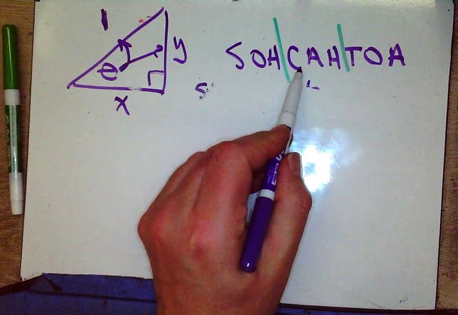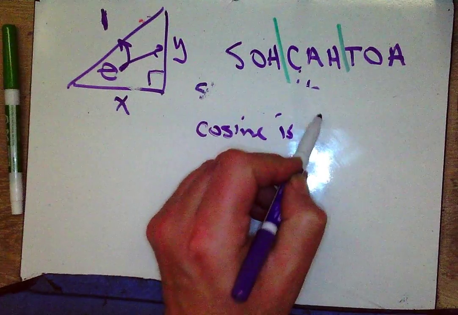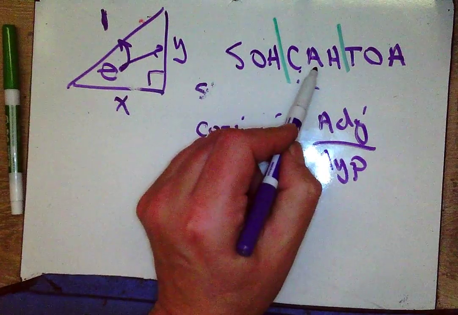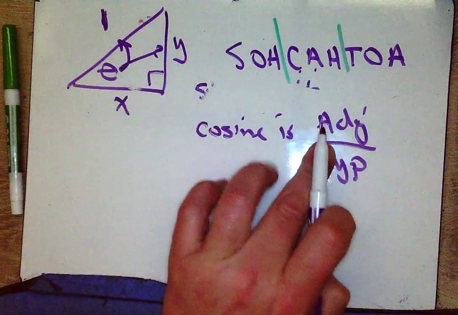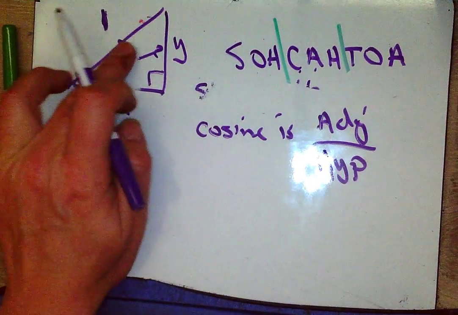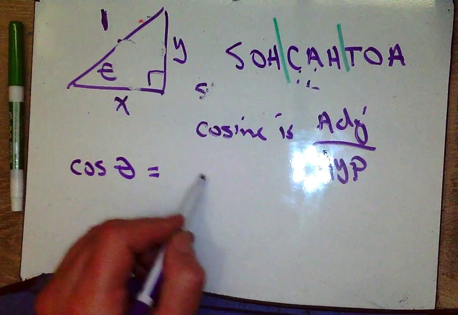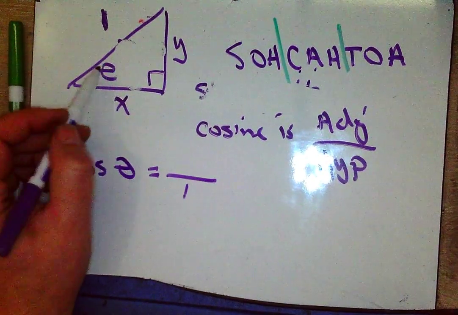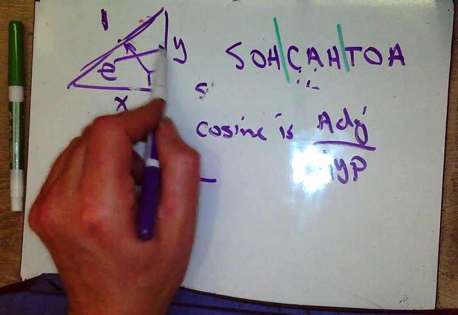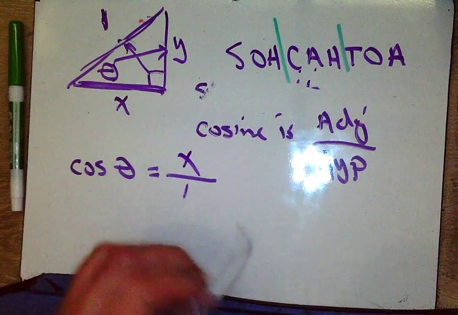What's next? Ooh, cosine. Cosine is adjacent over hypotenuse. That A is for adjacent. That's not an A, that's an H. Okay, so in this picture, the hypotenuse is still 1, and the side adjacent, well, that's the hypotenuse because it's across from the right angle. This one is opposite, so this is the adjacent one. And so we have x.